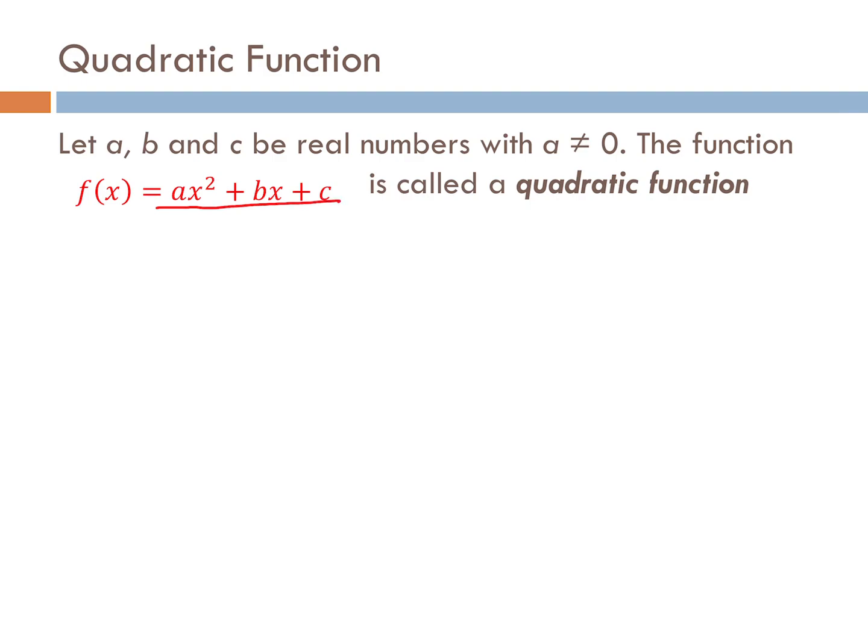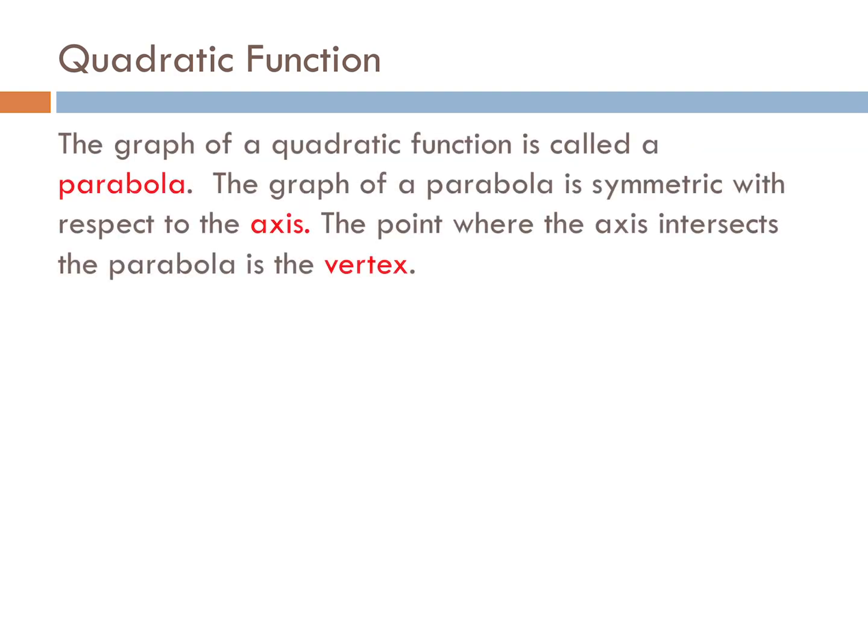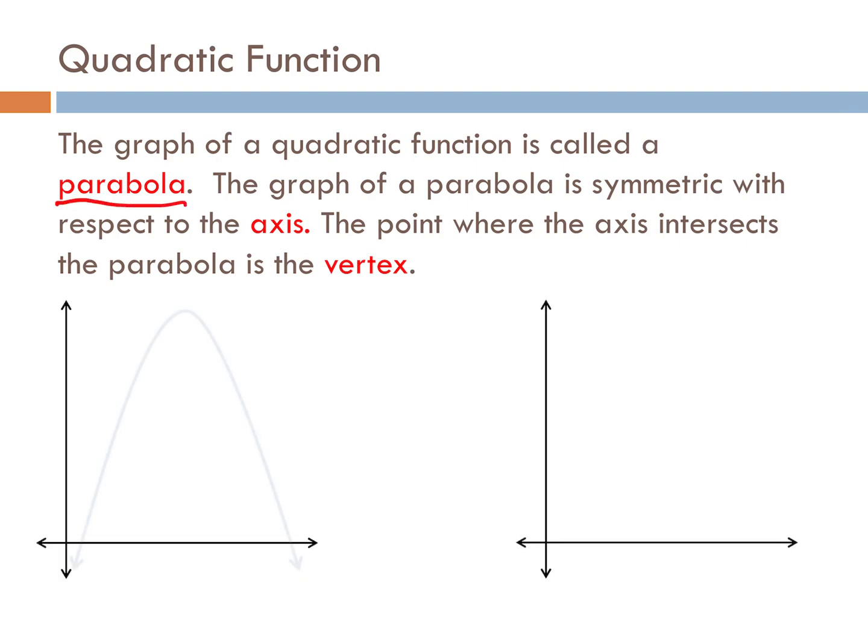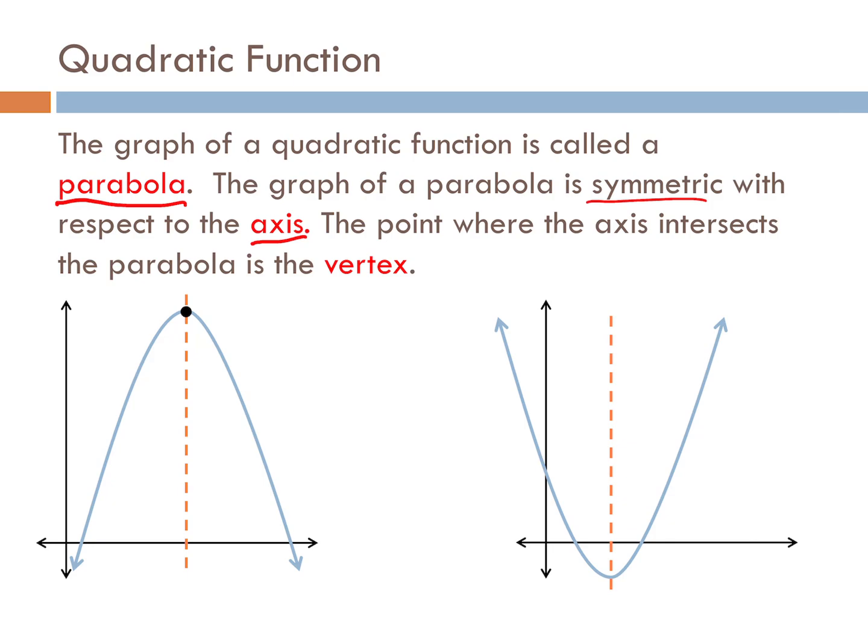We're going to look at another form also today, but a quadratic function just means we have that squared term. When we look at the graph of a quadratic function, the graph is a parabola. We're going to have one of two types: a parabola that opens down, or a parabola that opens up. The parabola is symmetric with respect to what we call the axis of symmetry, which is just a dotted line that goes down the middle of the graph.